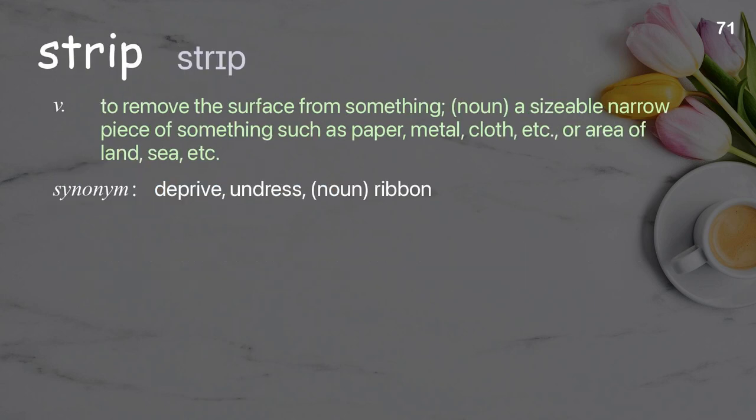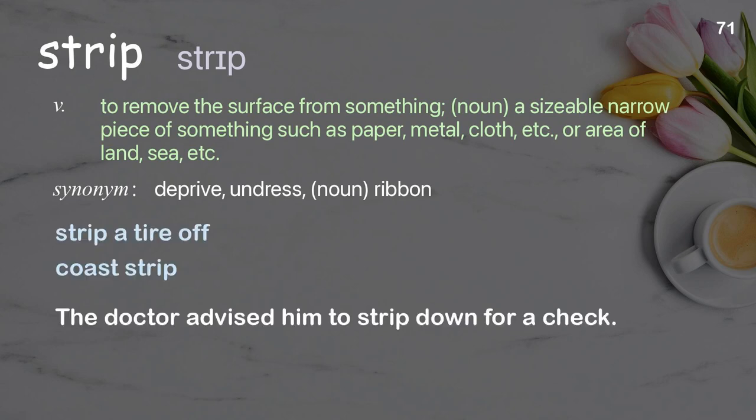Strip. To remove the surface from something. Noun: a sizable narrow piece of something such as paper, metal, cloth, etc., or an area of land, sea, etc. Examples: strip a tire off, coast strip. The doctor advised him to strip down for a check.